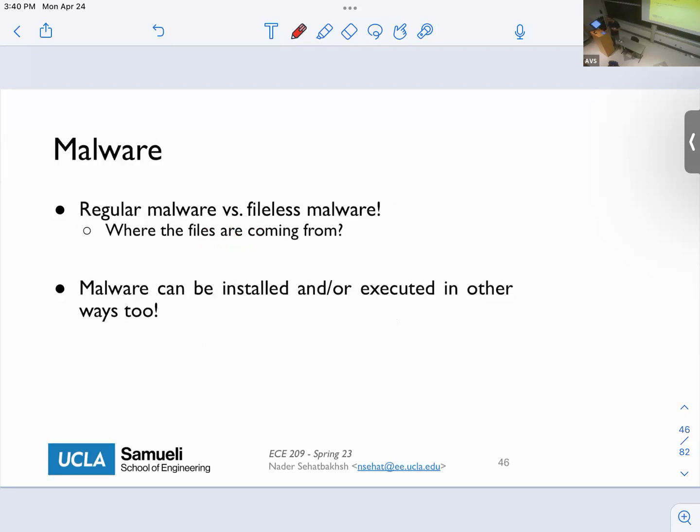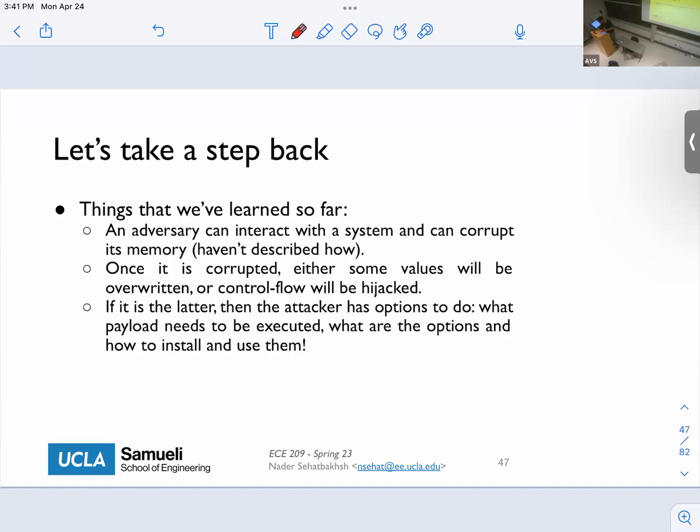And as I said, there is a difference between fileless and regular malware. The payload could be installed using the methods that I described before, all these different malwares, but it could also not be installed and be within your program memory itself. That's what I'm going to describe now as well. So again, we are interacting with the system and corrupting the memory. Once it's corrupted, the values will be overwritten and control flow will be hijacked. Once the control flow is hijacked, that's where we run the payload. So we need to redirect the execution to somewhere that my payload is. And then afterwards, the payload is executed and boom, the attack is successful.